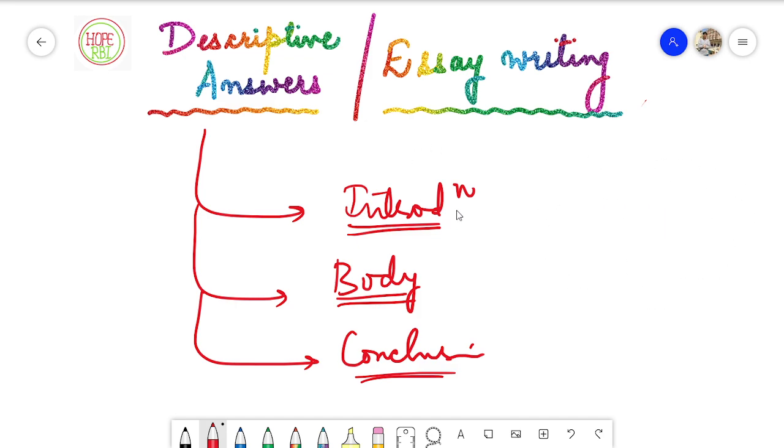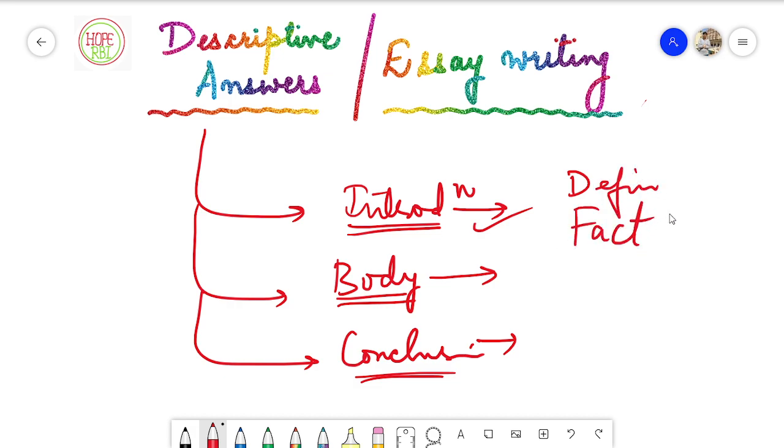What will the introduction entail, what will the body entail, and what will the conclusion entail? This discussion is very wide, and many people have different opinions, but what I feel is most important and very relevant to answer writing for the RBI Grade B examination is to start your introduction with either a definition or a fact. Start your answer with a fact.